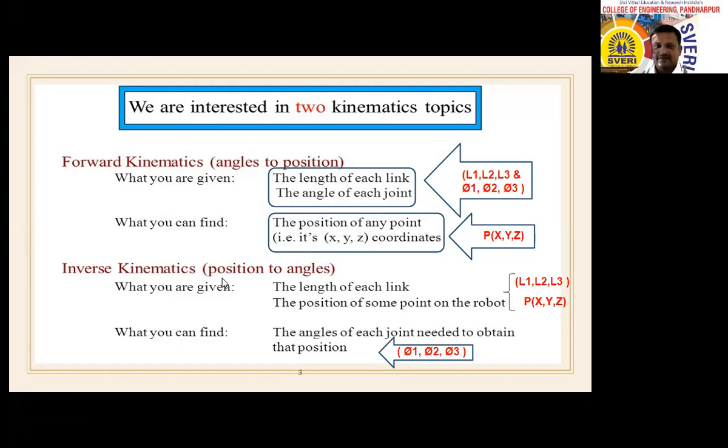Inverse kinematics is position to angles. Therefore, what you are given: the length of each link and the position of some point on the robot, that is L1, L2, L3, and p of xyz. What you can find: the angles of each joint needed to obtain that position, that is, we have to determine phi 1, phi 2, phi 3.